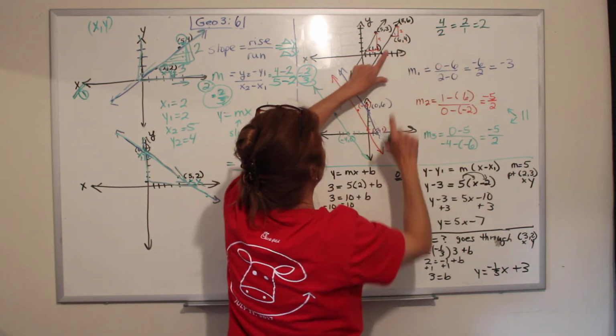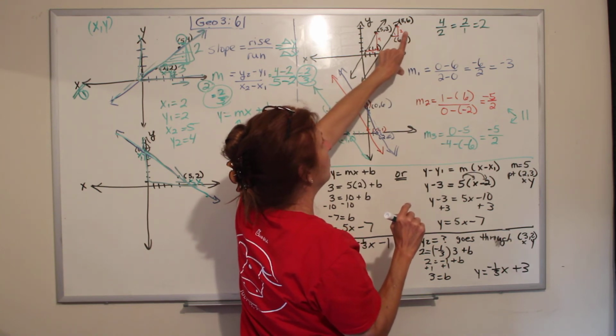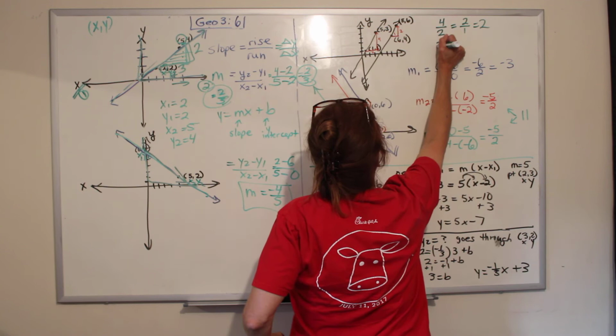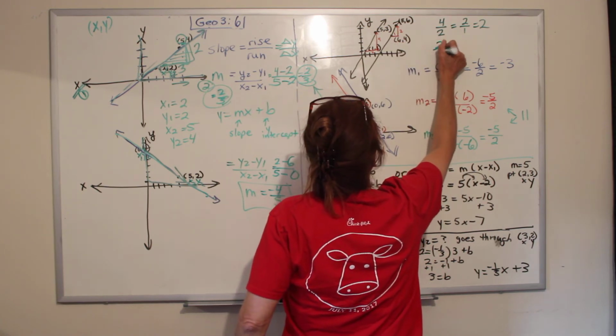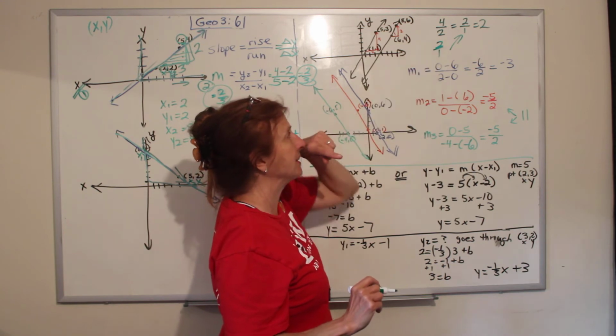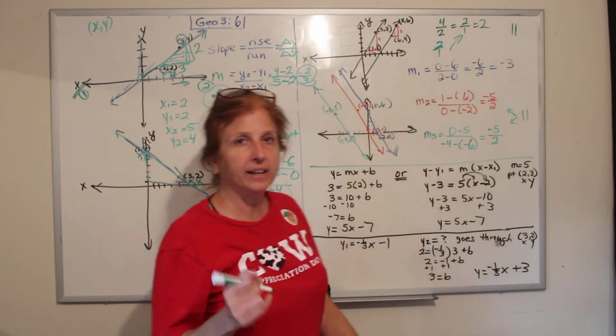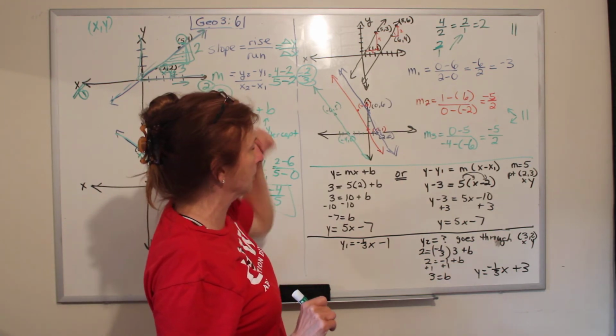Now this one, you run out 1, go up 2. So my rise is 2 and my run is 1. They're the same. If 2 lines have the same slope, then they are parallel. By definition, if they have the same slope, they're parallel.